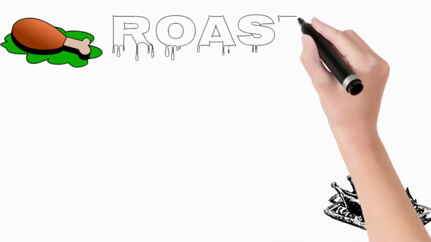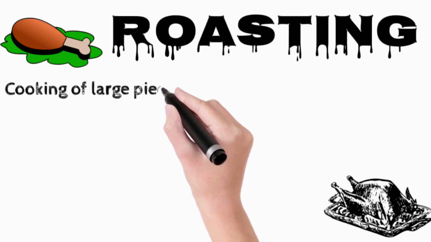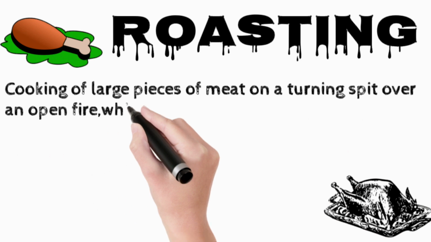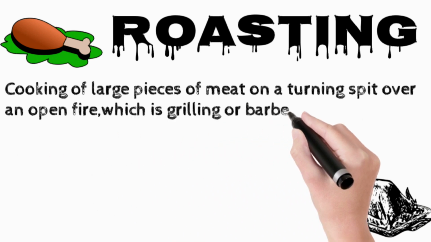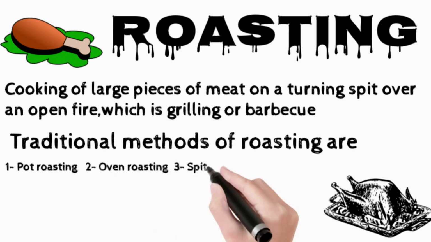Roasting. Cooking of large pieces of meat on a turning spit over an open fire, which is grilling or barbecue. Traditional methods of roasting are 1. Pot roasting, 2. Oven roasting, 3. Spit roasting, 4. Tandoori method.